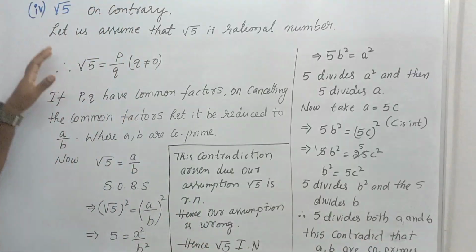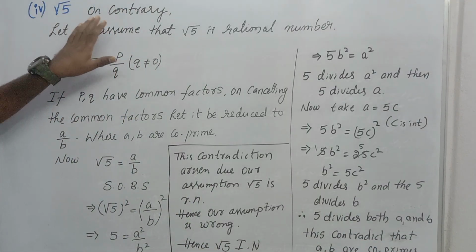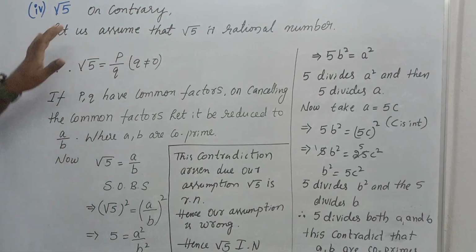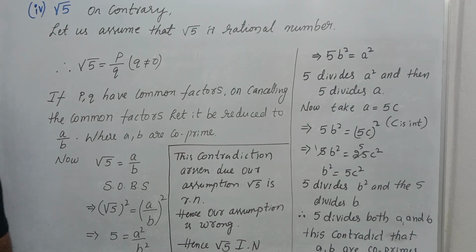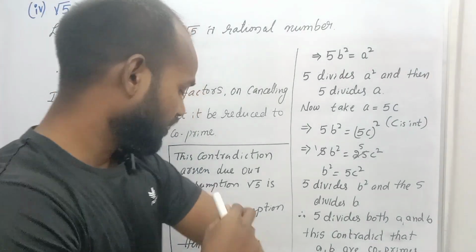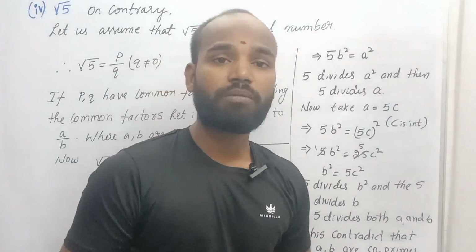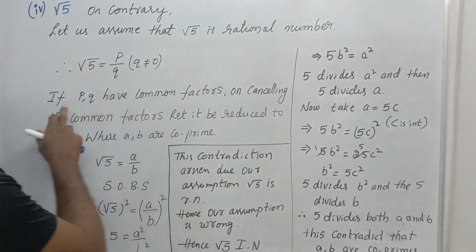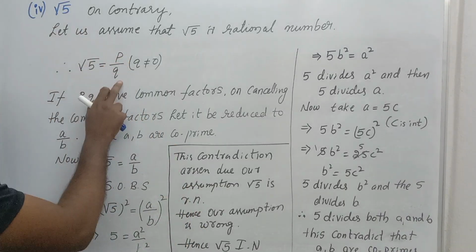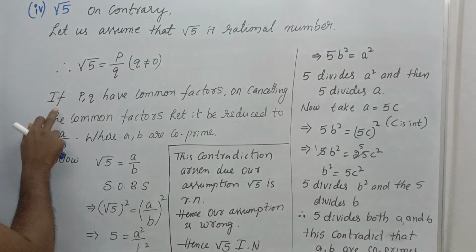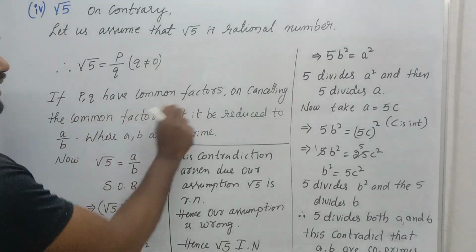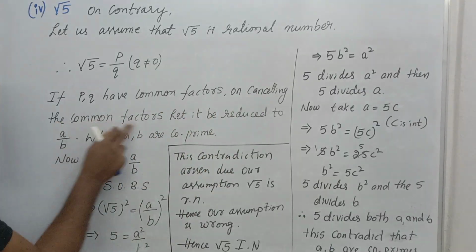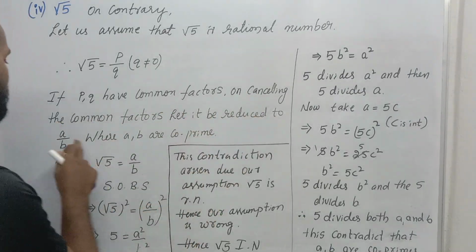So let us assume, on the contrary, let us consider root 5 as a rational number. Then if root 5 is a rational number, it is in the form of p by q. So root 5 equals p by q. So if p and q have a common factor, on cancelling the common factor, let it be reduced to a by b.